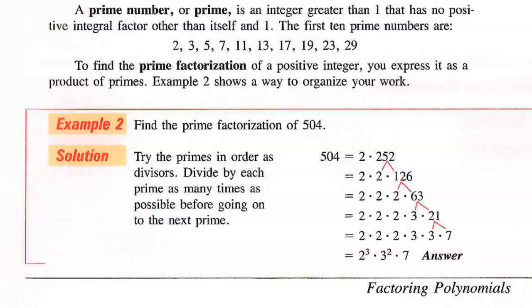Divide 21 by 3, and you'll find out 7. At this point, it's helpful to recognize 7 is itself a prime number, and so there's no point in trying to further divide the 7. It's not going to work.